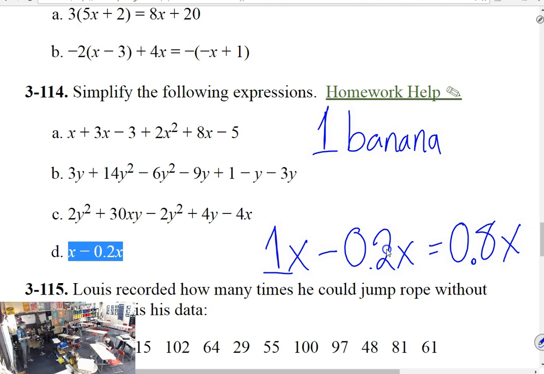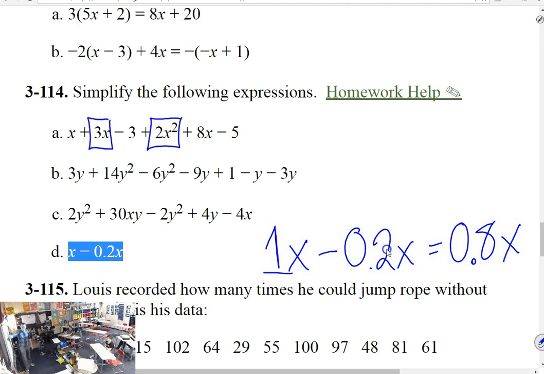Now, a couple people I actually still need to meet with about like terms. Realize that this cannot combine with that. Remember, they're different shapes. That's a square, really 2 squares. These are rectangles, 3 of them, right? These are different shapes. They can't be combined. Okay, they're different shapes. They cannot be combined.